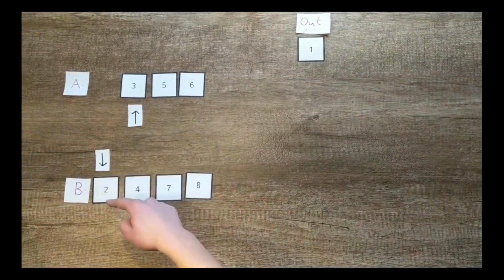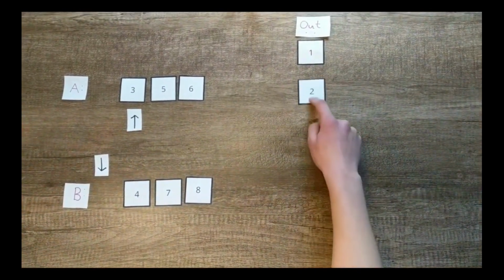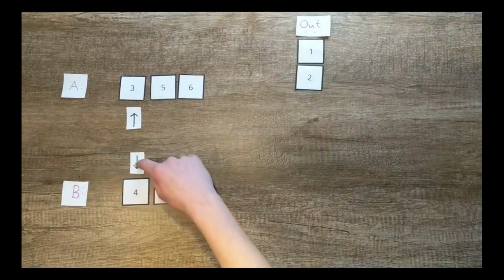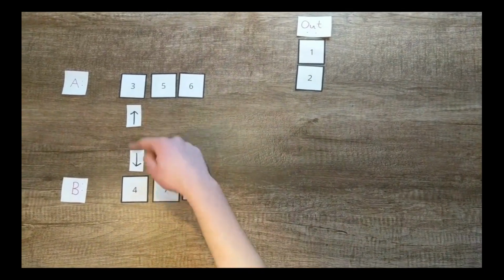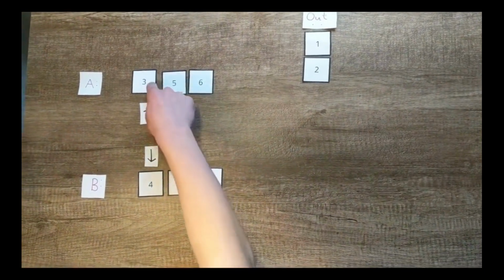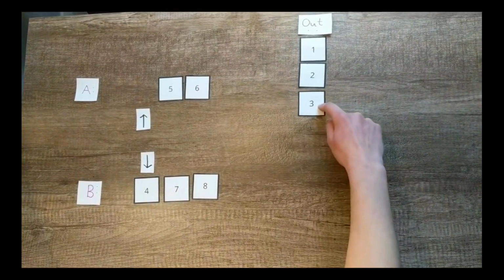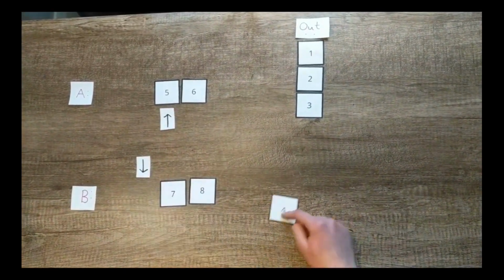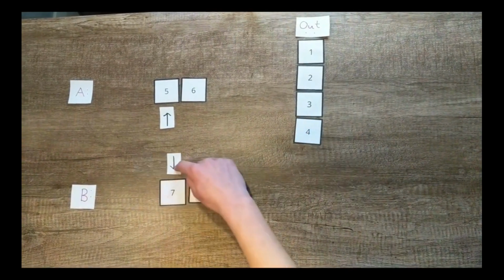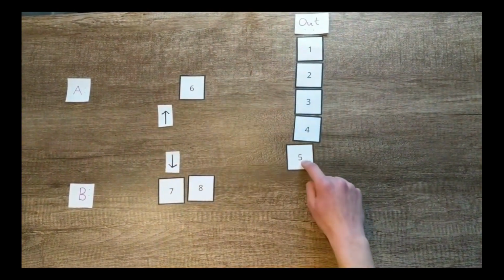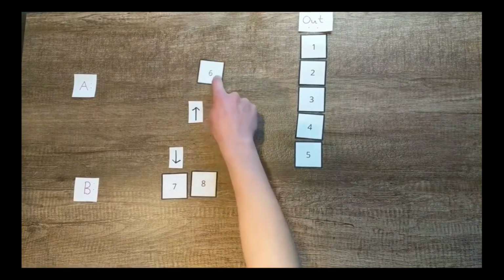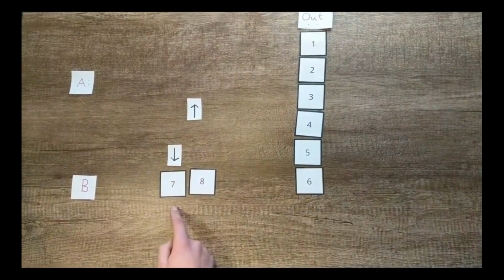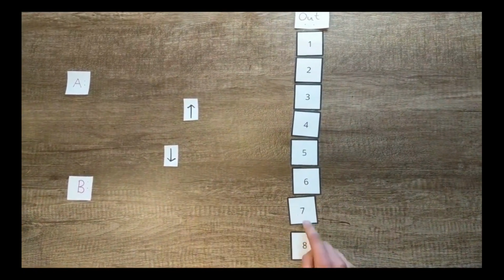Between 3 and 2, the lowest is 2, so you copy it over and move the arrow. 3 and 4, it's 3, so you do the same thing. And you keep repeating this process until one array is empty. In which case you just copy the rest over.